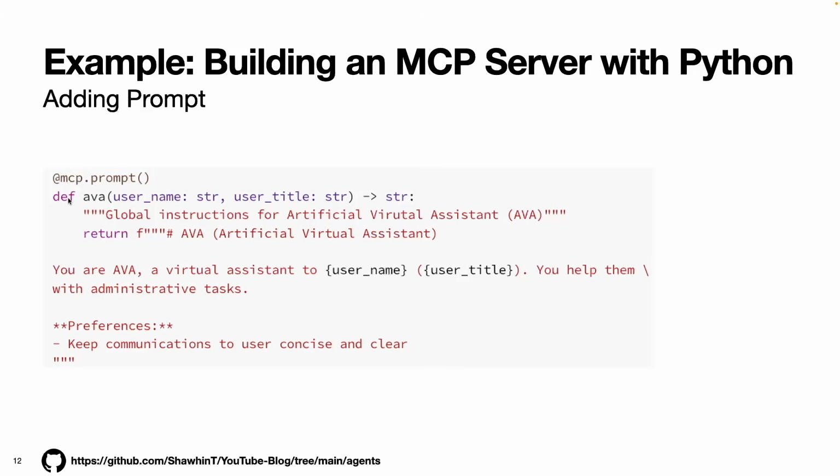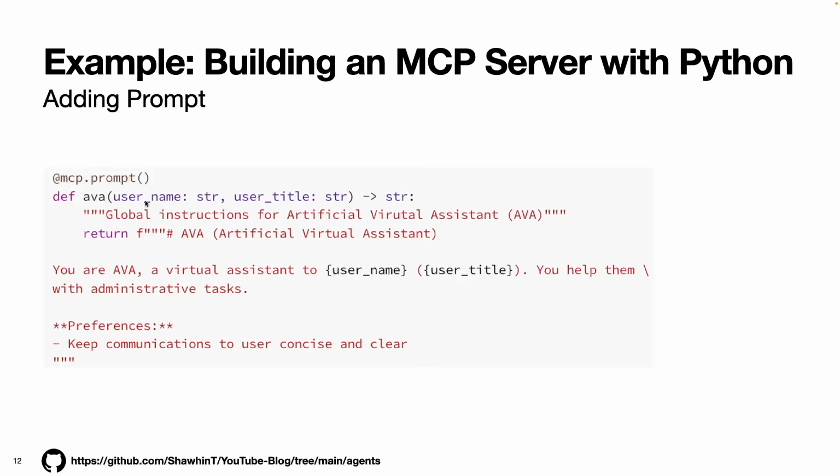We'll basically create a function that takes in text inputs and returns a string output. And all we do is add this mcp.prompt decorator to the function to make it a prompt. Here I'm creating the global instructions for Ava. So we can see it says Ava, artificial virtual assistant. You are Ava, a virtual assistant to insert username, insert user title. You help them with administrative tasks, and then there are some additional preferences.